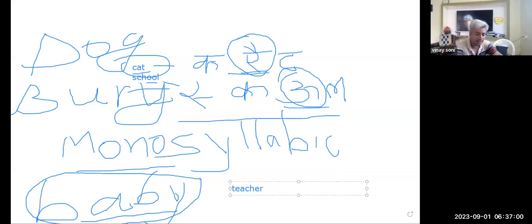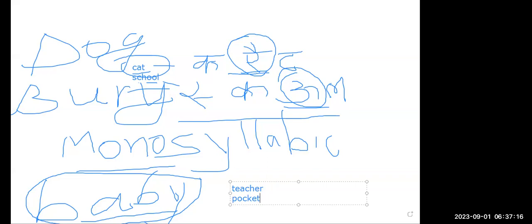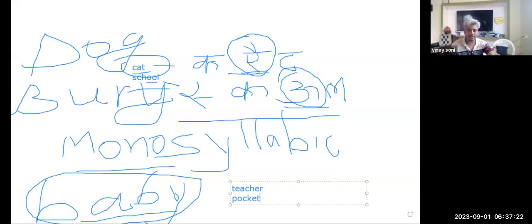Now, I'll give you another example. Look at this word, pocket. Tell me, how many vowel sounds do you think this word has? Two vowel sounds, two, sir. Pocket. So this word also has two syllables because it has two vowel sounds.